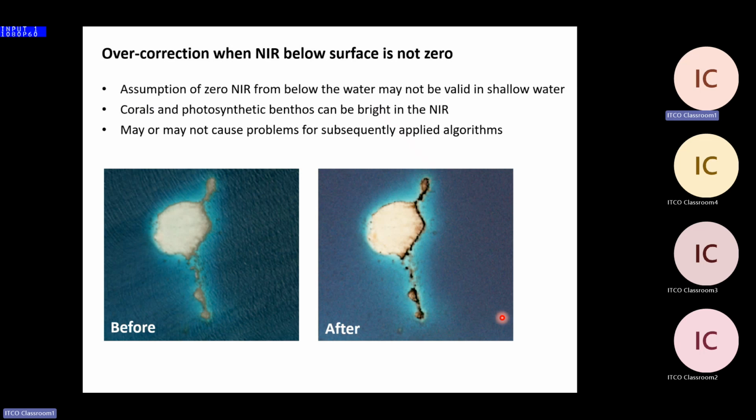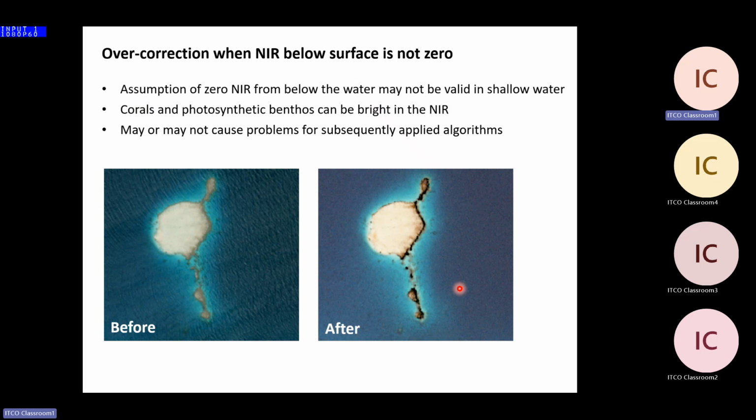So another problem with this glint correction is that it can tend to overcorrect if there's any near infrared signal coming from below the water surface, and oftentimes there is in shallow waters. This is an example where these are corals along this edge. Corals are very bright in the near infrared, as are other photosynthetic benthos, such as seagrasses. If they're really shallow, you actually get a near infrared signal coming from them. And when you do the deglint, you see it's overcorrected them. It's tried to subtract a glint spectrum where there is no glint, and it's made them basically black.